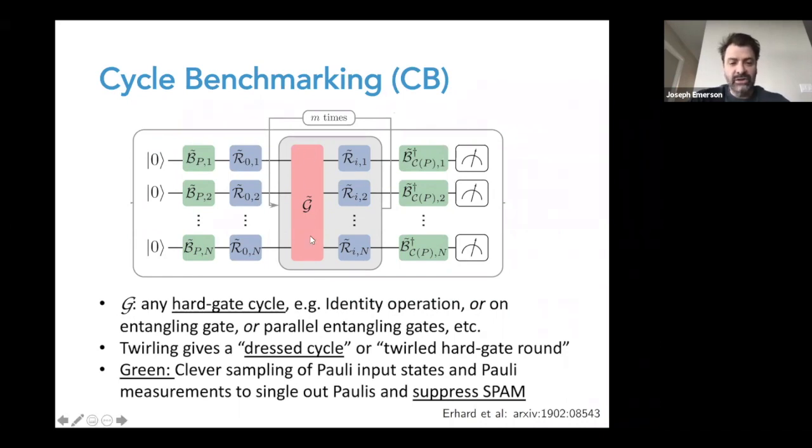The grayed out box, which is the hard gate round followed by the random local gates, we call a dressed cycle or a twirled hard gate round. And so the idea is that when we characterize errors in almost all implementations, the hard gates are the dominant error source and the single qubit gates are an order of magnitude more benign in terms of the errors they produce. And so we think about the error associated with this block as being the errors on the dressed cycle. This is the native way the hard gate round will appear if you use randomized compiling, which you should use, and I'll show data for why you should be using randomized compiling later. And so it ends up giving the in vivo characterization of the errors on that gate sequence.